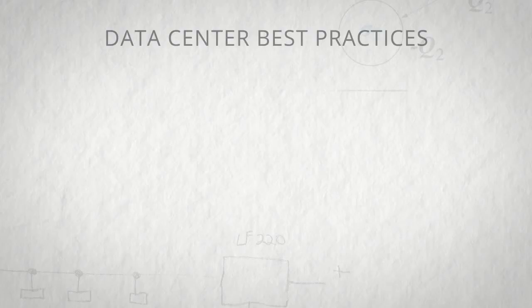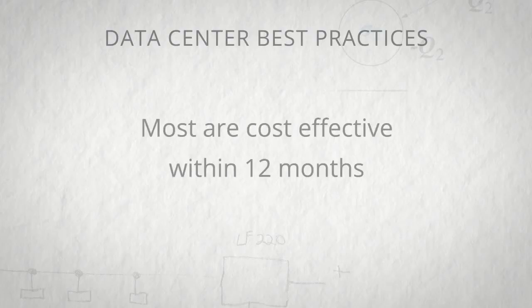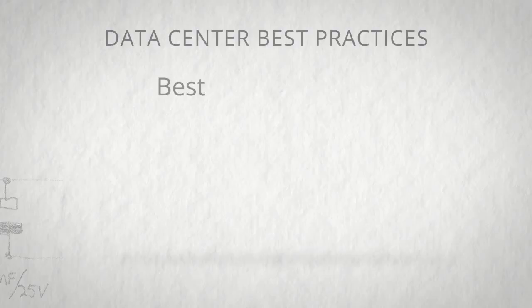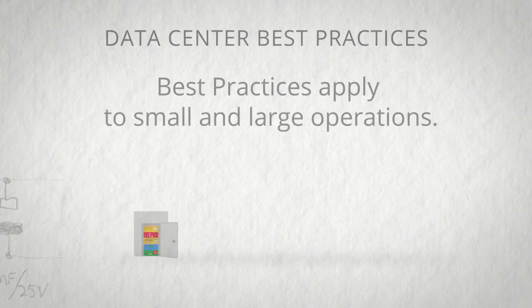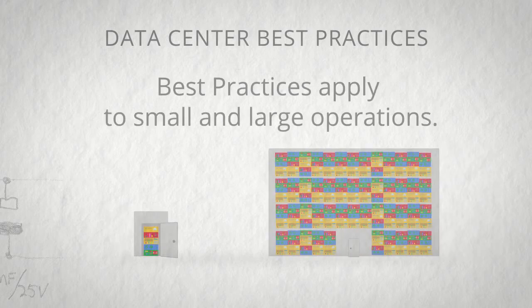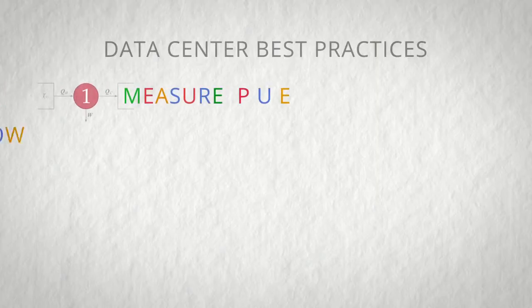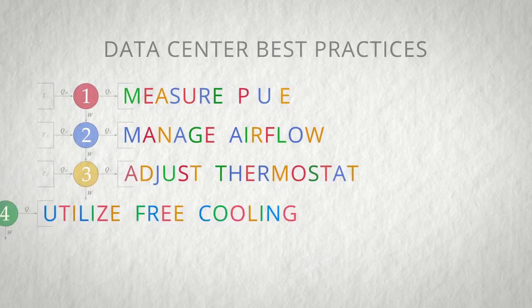There really are very simple, effective approaches that all of us can implement to reduce data center energy use. And most of them are cost effective within 12 months of operation. So a lot of efficiency best practices should be adopted by just about everyone. They're applicable to small data centers or large data centers. It's simply following the 5 steps that we go through here to make sure that you're able to reduce your energy use.